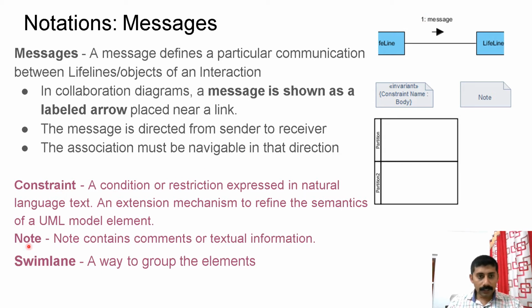There are a couple of other notations which are not specifically for collaboration or communication diagrams. The first one is constraint. This can be used in other diagrams also. A constraint is nothing but a condition or restriction expressed in natural language text, an extension mechanism to refine the semantics of a UML model element. So you can mention a condition like this in natural language.